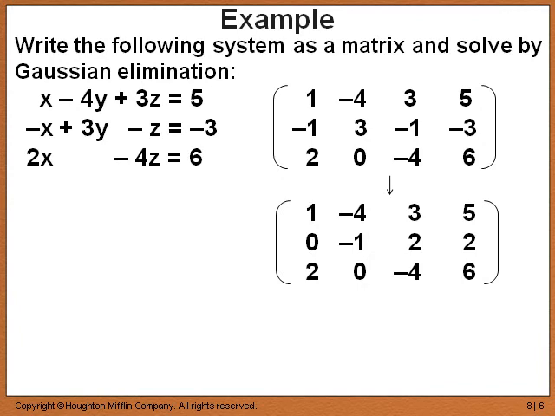So our first step is to add row 1 to row 2. We are adding row 1 to row 2, and that will give us a new row 2 of 0, negative 1, 2, 2.